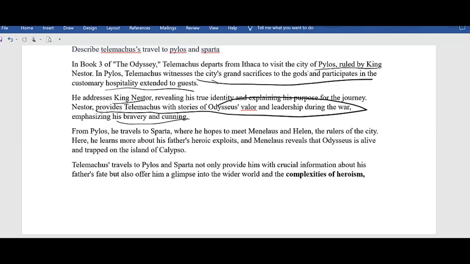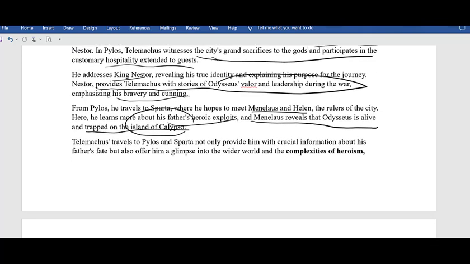Then he goes to Sparta. He meets Menelaus and Helen, and they also tell about his father's heroic exploits. Now he gets to know so much about his father, so much about the heroism of the father. Finally, here he also gets to know that the father is alive and he's still captive. He's still held on the island of Calypso, and that's what leads to moving the epic further. He will now think of getting his father to return to the kingdom.